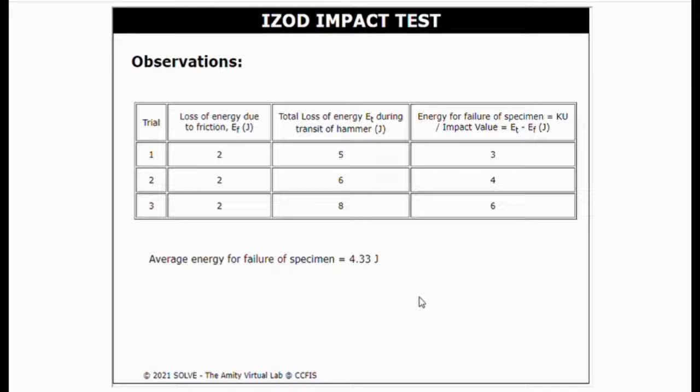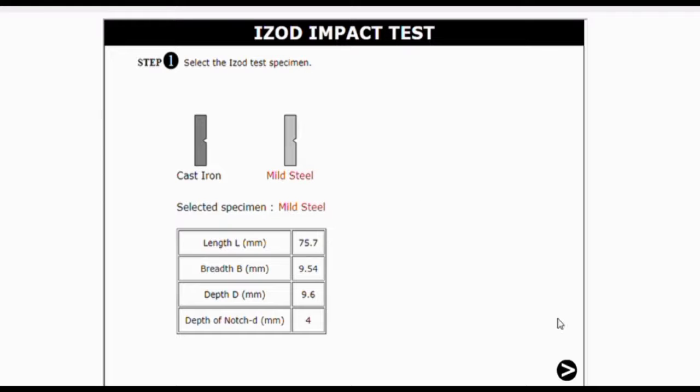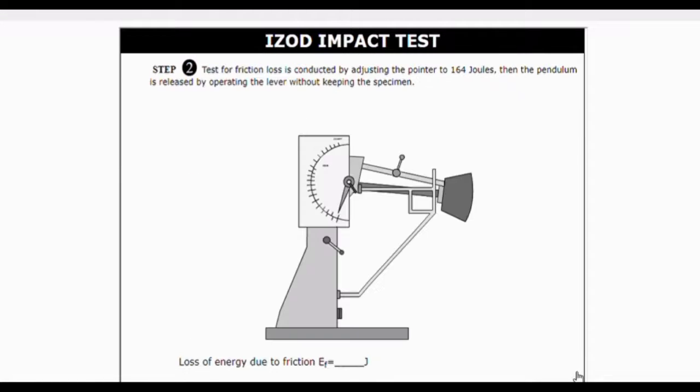The average energy for failure of specimen of cast iron will be 4.33 joule. Now we will repeat the experiment by using mild steel specimen. The length of the mild steel is 75.7 mm. The breadth will be 9.54 mm. The depth of the mild steel will be 9.6 mm.